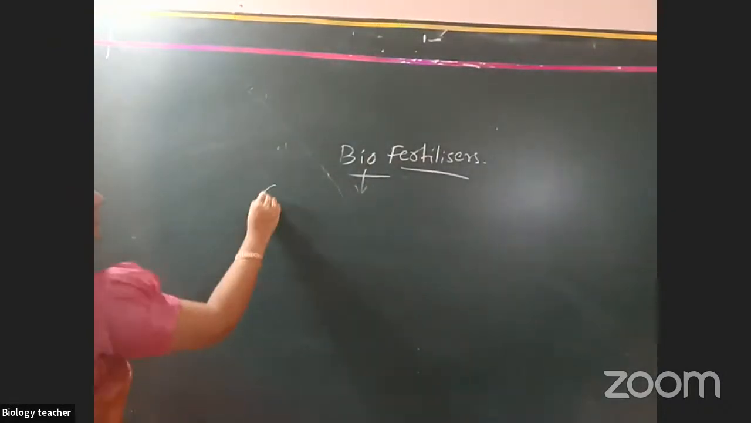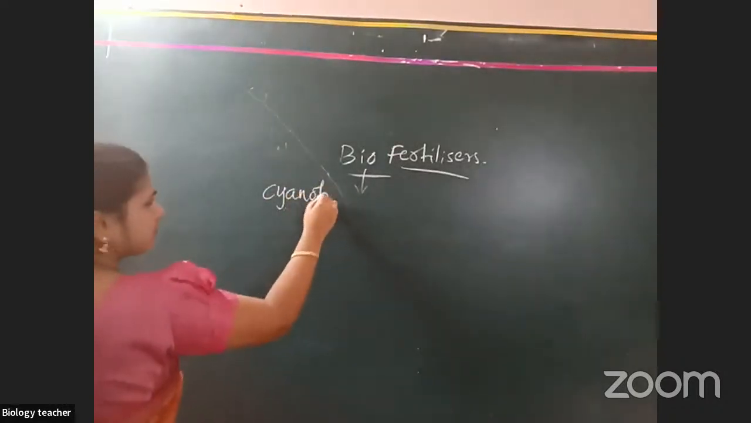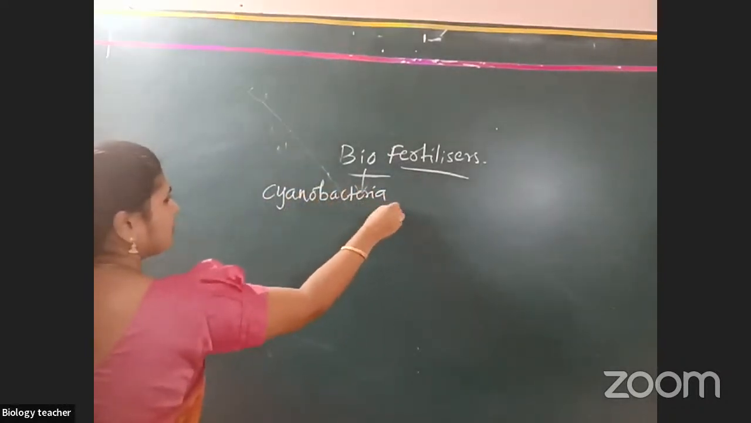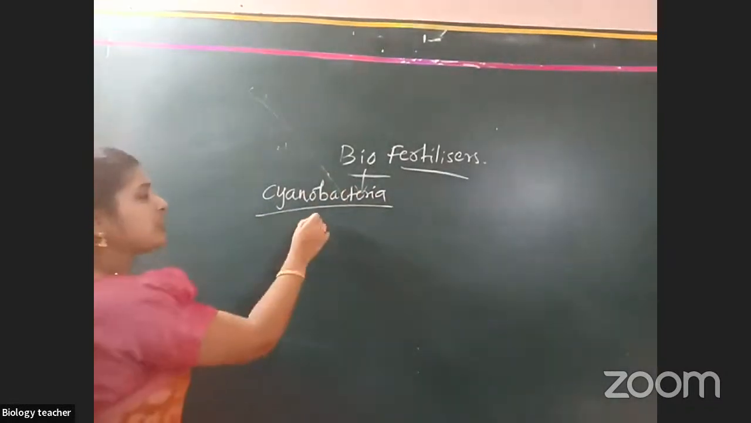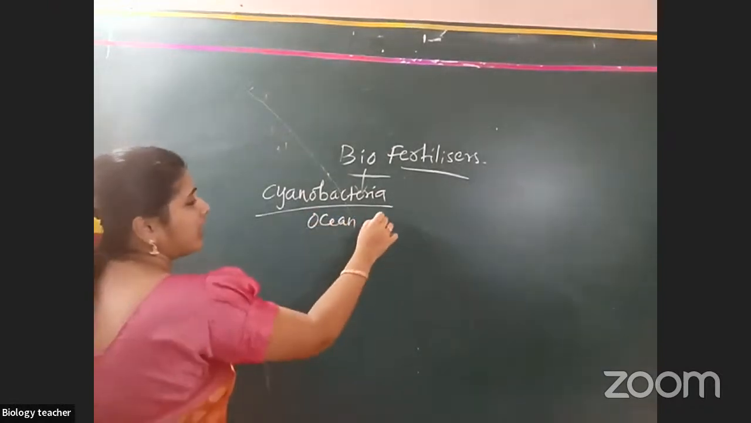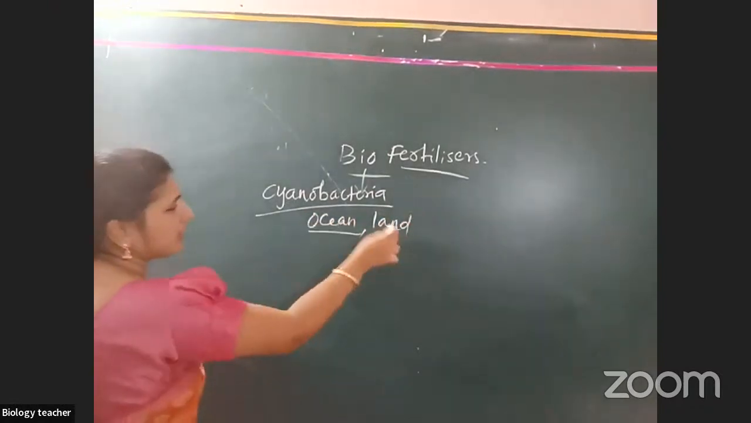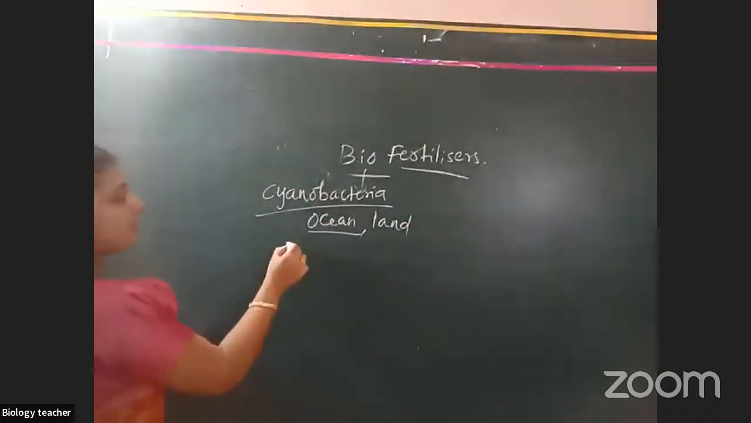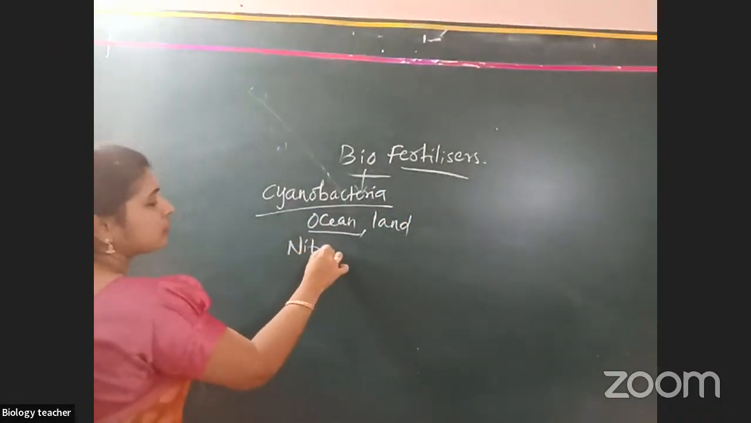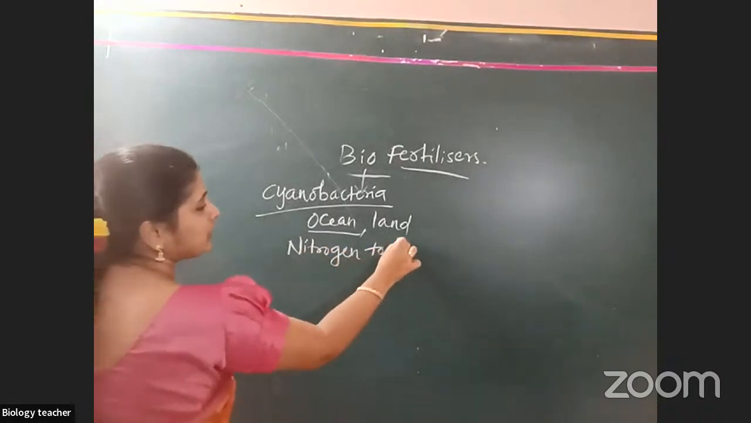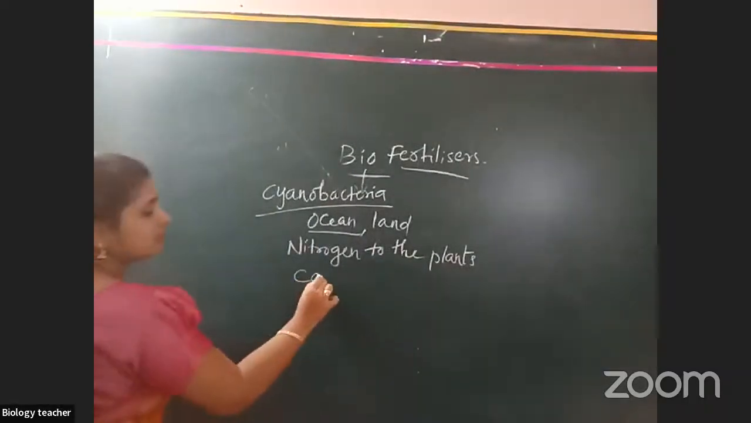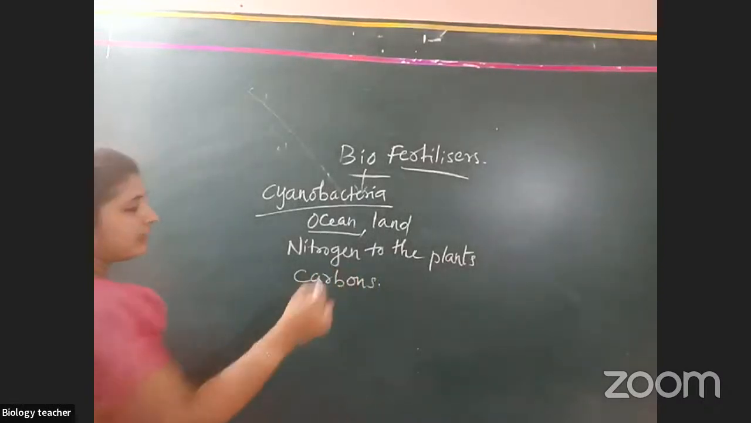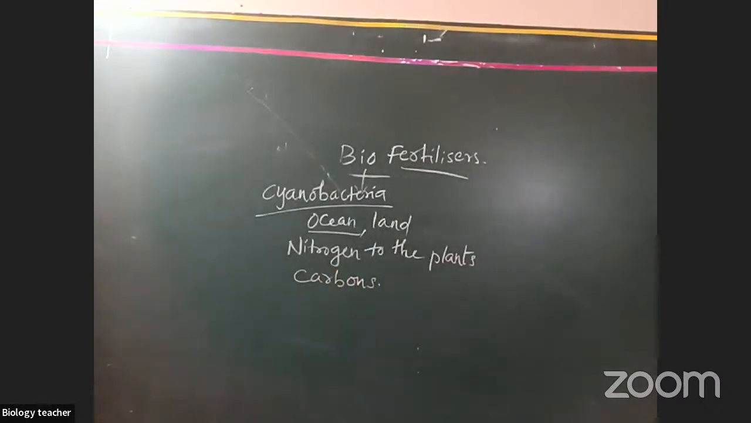Next one is cyanobacteria. These are, as I said, blue-green algae, which are present in the ocean as well as on land. We can say, water and land. So what they do is they fix nitrogen for the plants. And in return they get carbon from the plant.